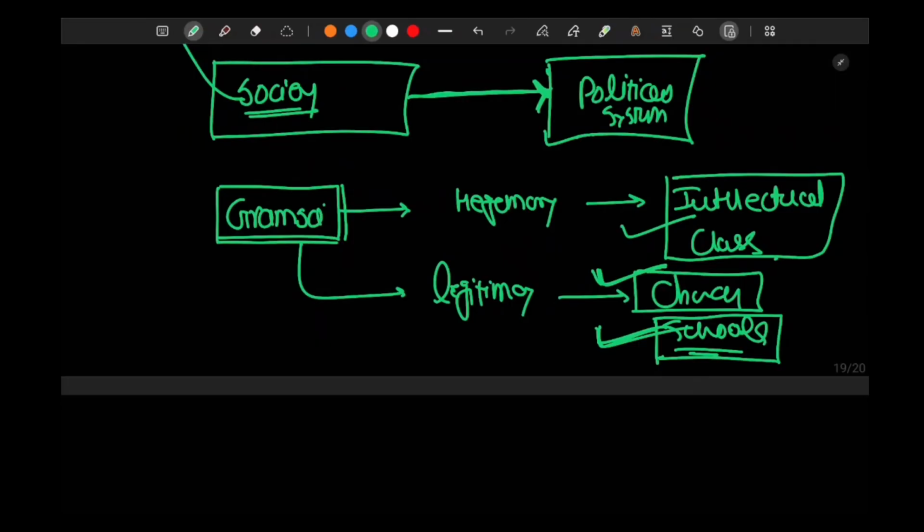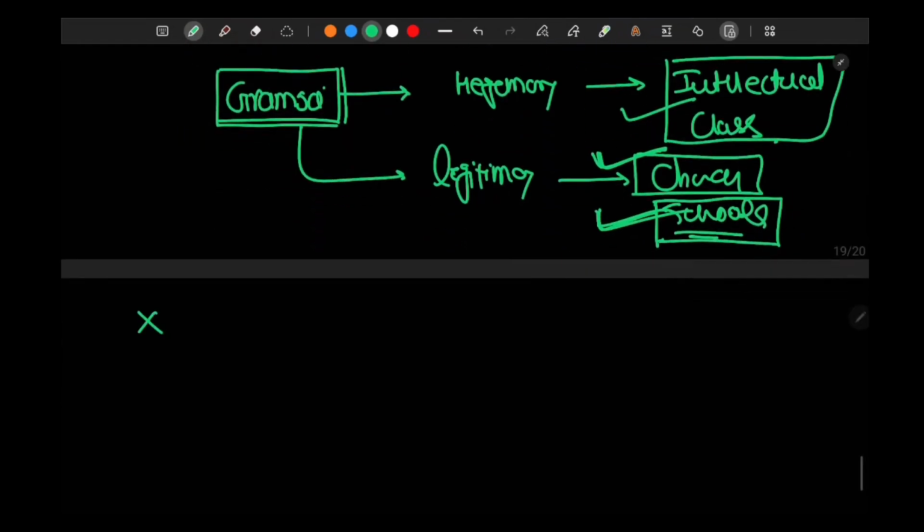How these factors impact the political system was analyzed by Gramsci, and that is exactly the political sociology approach: how elements of society affect the political system. That is the analysis, right?